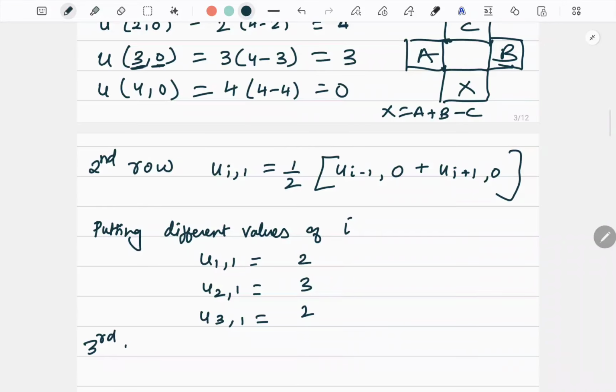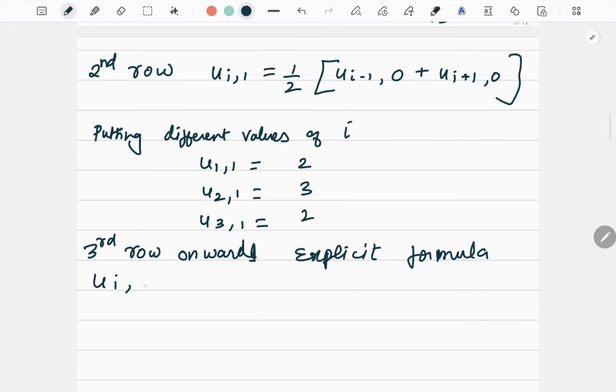Now go to the next. Third row onwards, explicit formula. Now what is your explicit formula? u(i,j+1) is equal to u(i-1,j) plus u(i+1,j) minus u(i,j-1). So this formula you remember. Now when I am doing exactly the third row, how I am going to write?